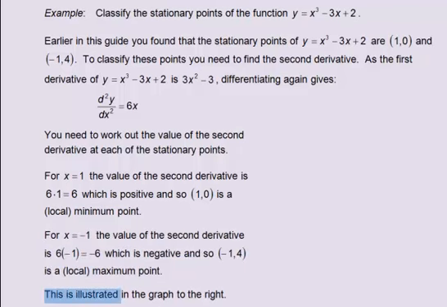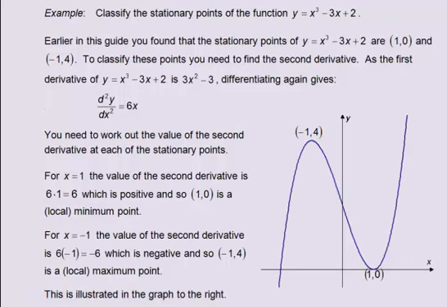This is illustrated in the graph to the right. (1, 0) is a minimum point, but it is not the lowest point on the graph, and therefore it is a local minimum point. (-1, 4) is a maximum point, but it is not the highest point on the graph, and therefore it is a local maximum point.